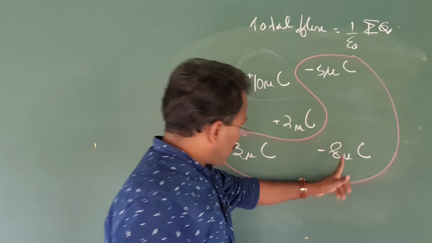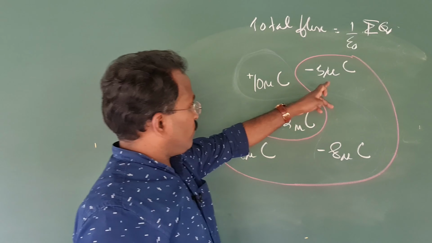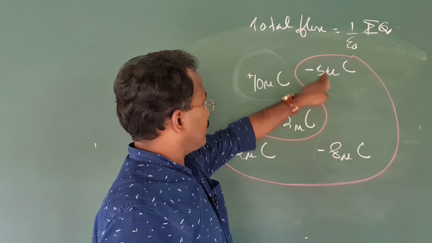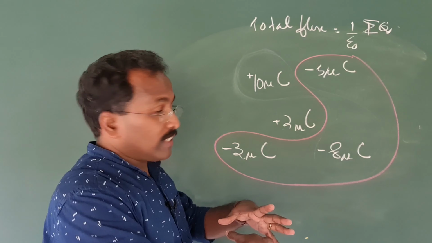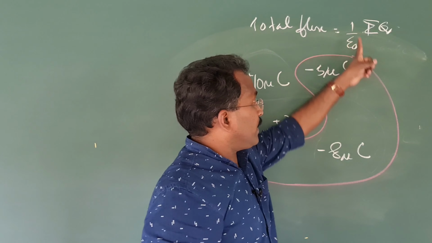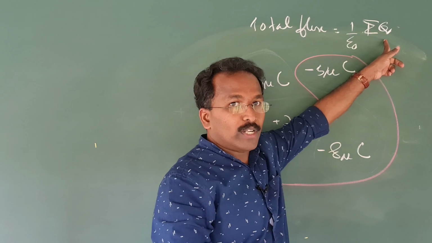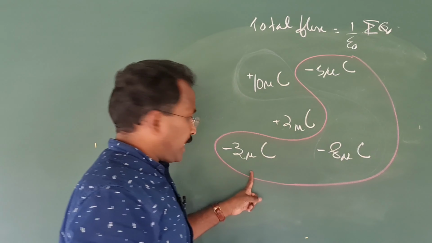Minus, incidentally only minus charges. So you will have the total as 16. So that is an influx, correct? So the total influx will be 1 by epsilon 0 times the total charge. In the total charge you include charge 1, 2, 3.